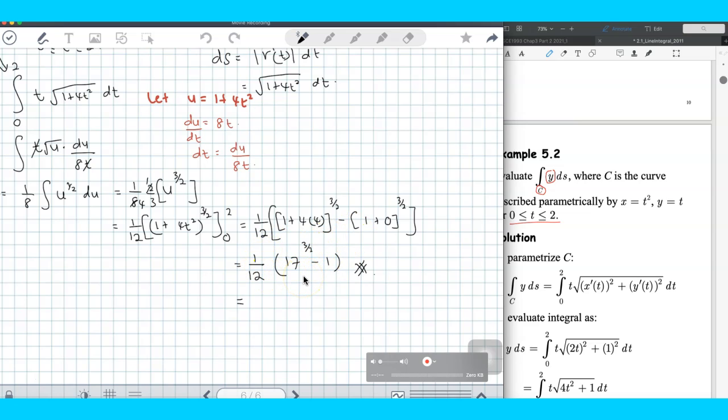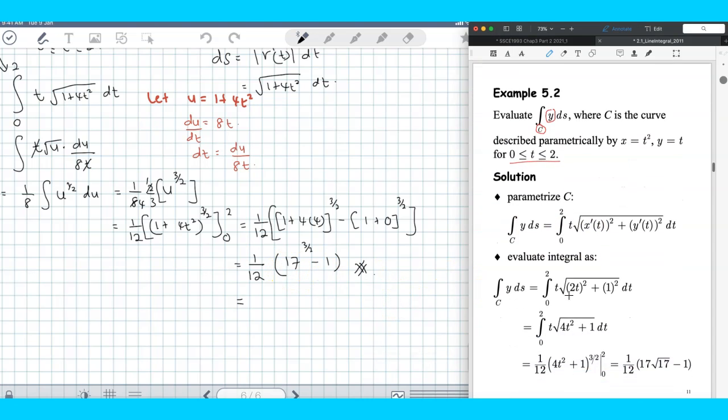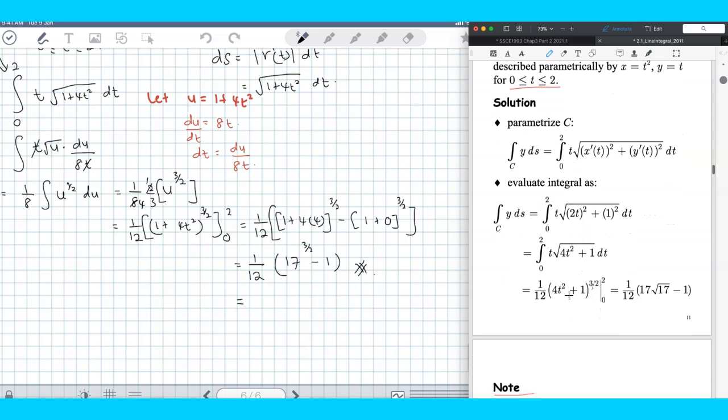But if the instructions say that you have to leave your answer in 4 decimal places, it means that you have to evaluate and leave your answer in 4 decimal places. So you have to read the instructions carefully. Okay, so that is example 2.